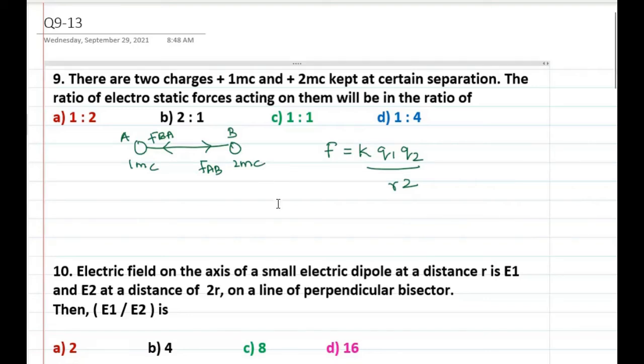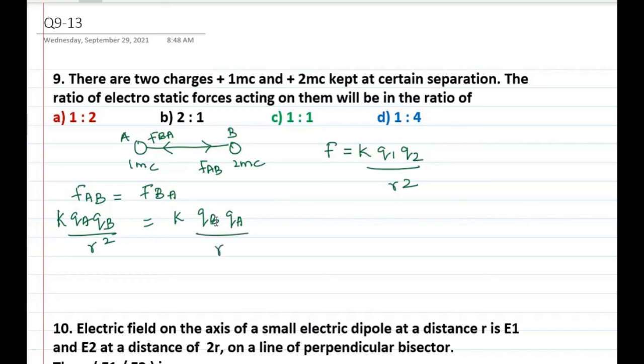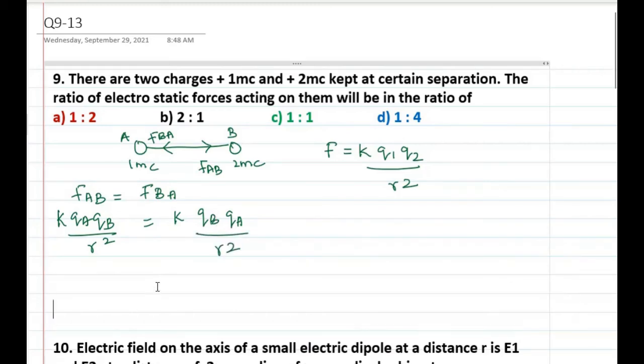So what could be the ratio of these charges? Okay, just find out. Both are repulsive forces, so FAB will be equal to FBA. Substituting, K QA QB divided by R square is equal to K QB QA divided by R square. So even if you substitute the values, left side and right side will be equal.